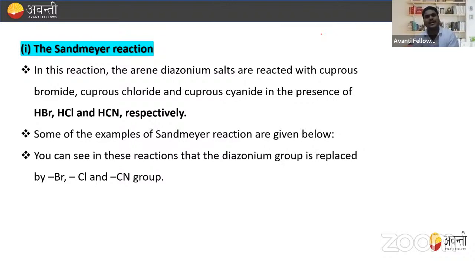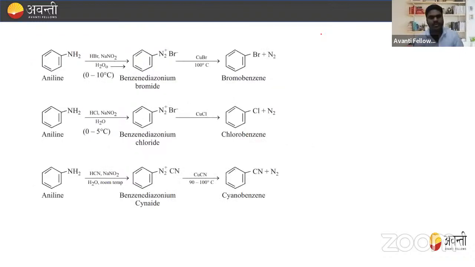In this reaction, the arene diazonium salt is reacted with cuprous bromide, cuprous chloride, or cuprous cyanide in presence of HBr, HCl, and KCN respectively. So this is the Sandmeyer reaction. Some examples of the Sandmeyer reaction are given below. You can see in these reactions that the diazonium group is replaced by bromine, chlorine, and cyano.